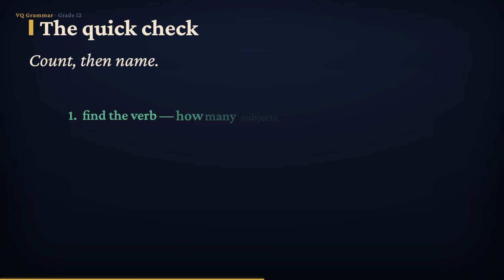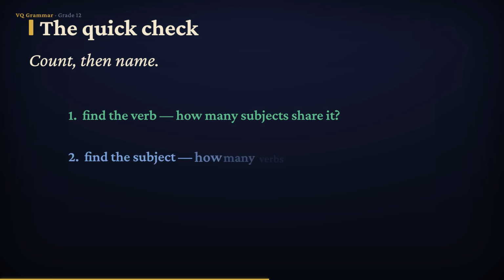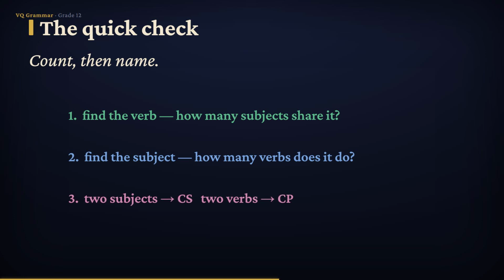Let's boil this into a quick check you can run on any sentence. 1. Find the verb, then ask how many subjects share it. 2. Find the subject, then ask how many verbs it performs. 3. If two subjects share one verb, that's a compound subject. If one subject performs two verbs, that's a compound predicate. And 4. If you count two of each, the sentence is both. Count first, then name. That order keeps you from guessing. Ready to try a few together?